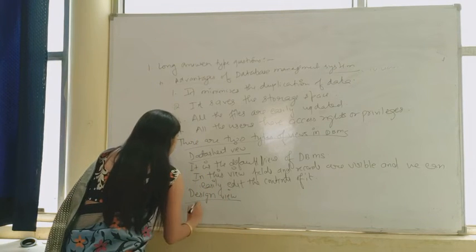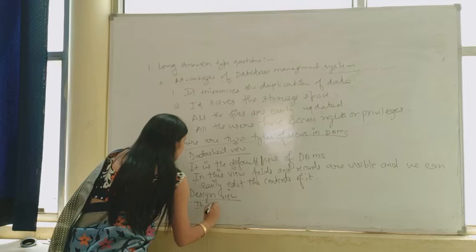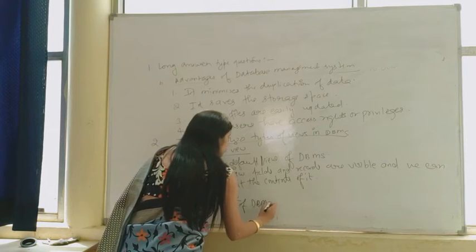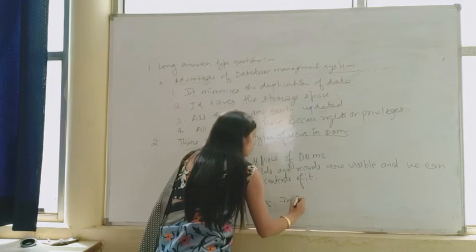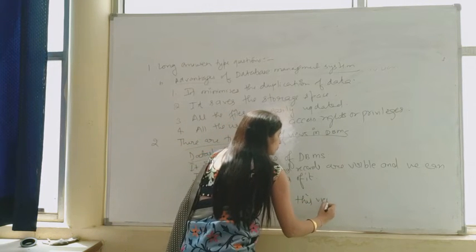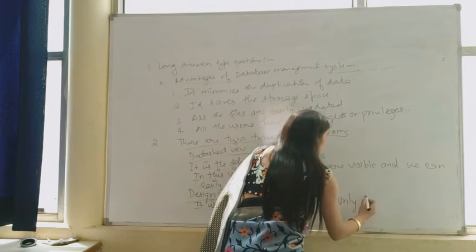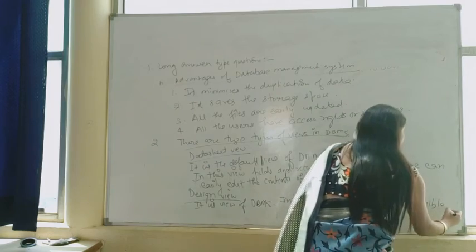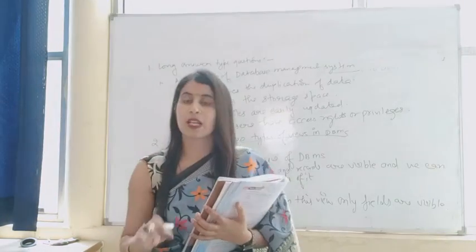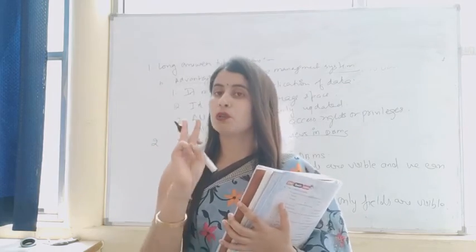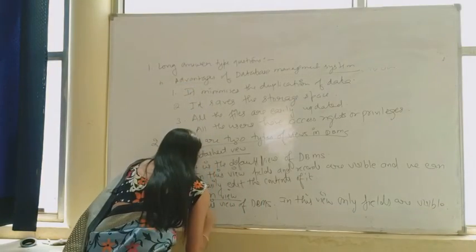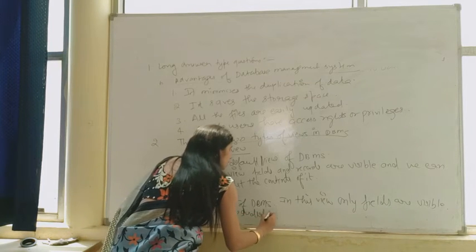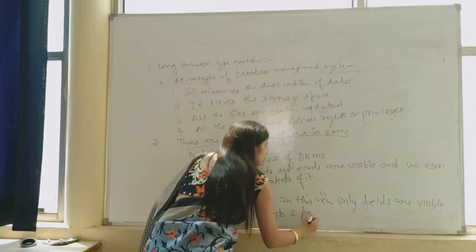We will write here, it is a view of DBMS. In this view only fields are visible. Okay, in this view only fields are visible. Here fields are divided into two parts.